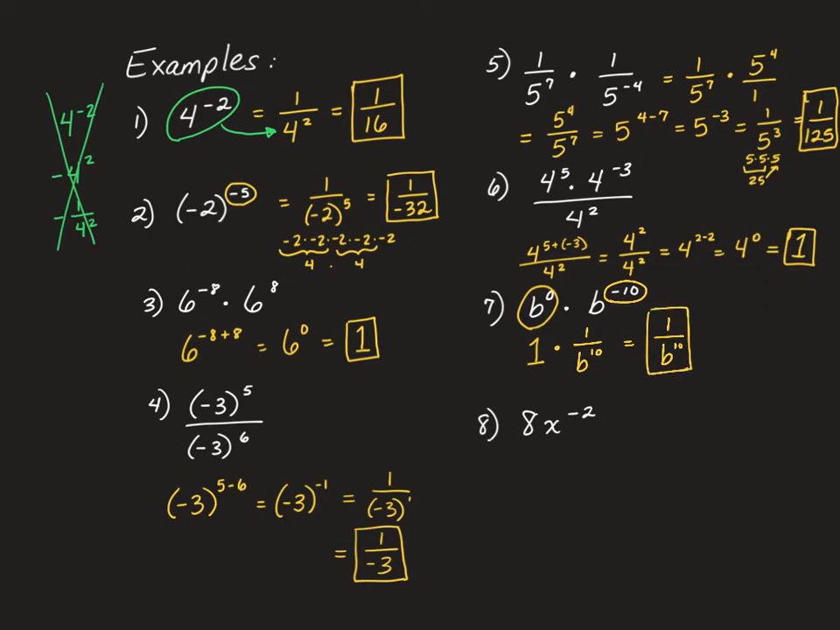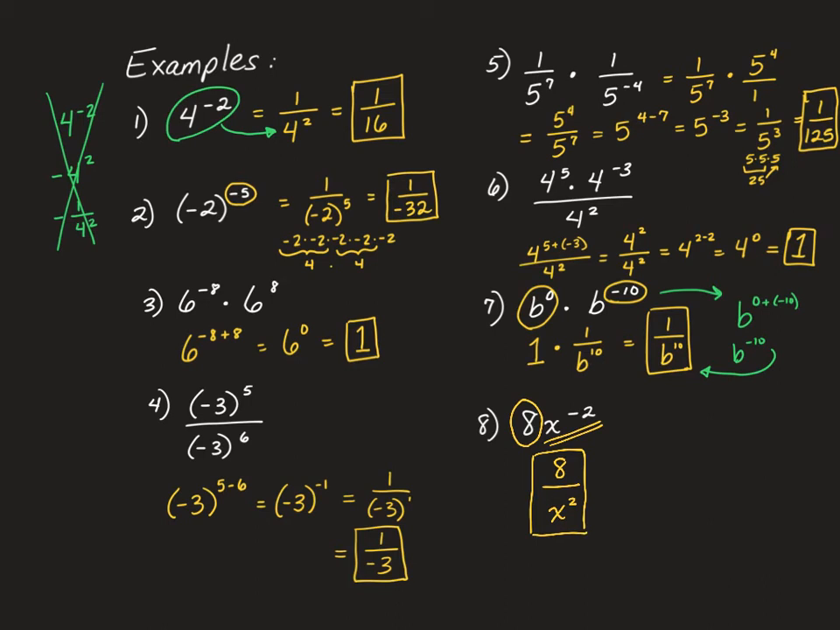Another way to think about this same problem is that we could think about it as b to the power of 0 plus a negative 10, which is b to the power of negative 10, and that brings us to the same answer there. On number 8, we're going to leave the 8 on the numerator because it is not affected by this negative exponent, and the only thing that gets moved down is the x, so x to the power of now positive 2. There's nothing more to simplify on that one, so we can just leave it.